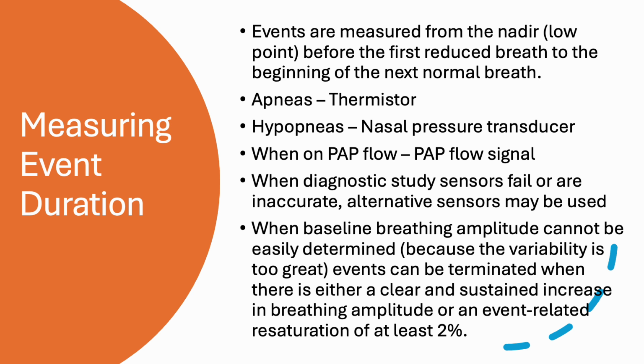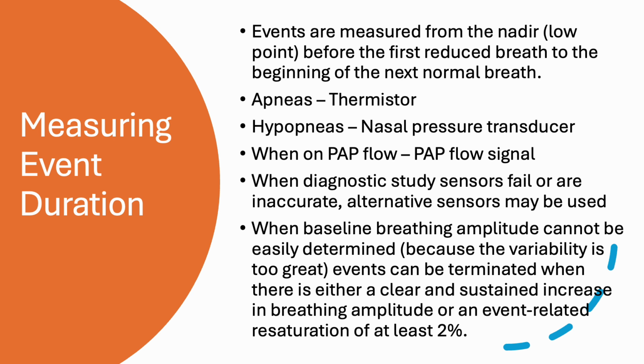We measure respiratory events from the lowest point, or nadir, before the event occurs, all the way through the event and to the nadir before the next normal breath occurs. We score apneas with a thermistor, hypopneas with a nasal pressure transducer, unless the patient is on CPAP, for which we would use the CPAP flow signal. If any of these sensors fail, you may use alternative sensors.